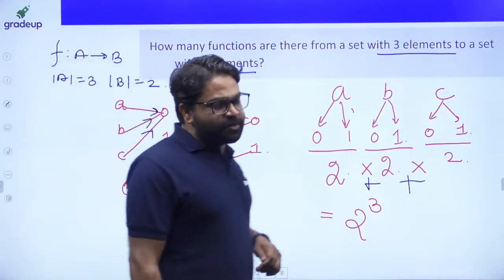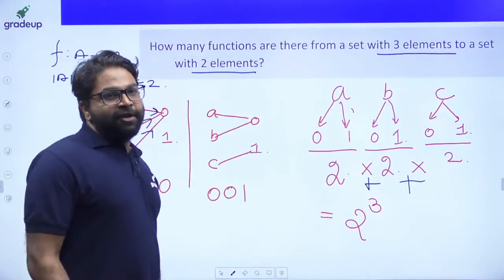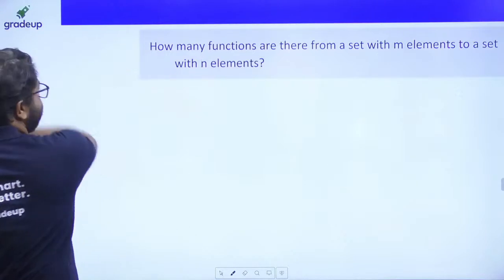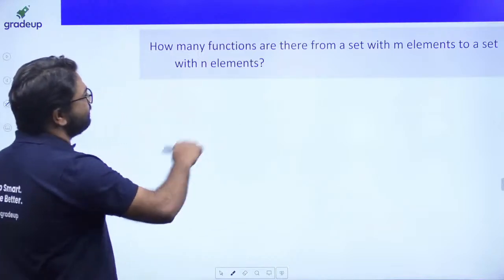In order to understand this question, you should understand the definition of a function. Then only you can understand. If you have understood, then we will move to the next one, and that is also very important. Okay, how many functions are there from a set with m elements to a set with n elements?